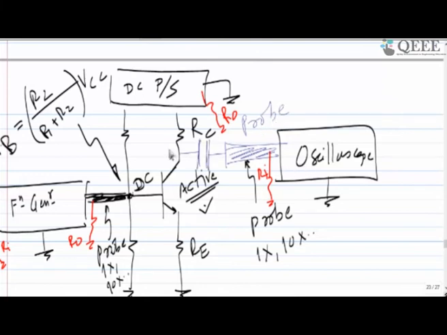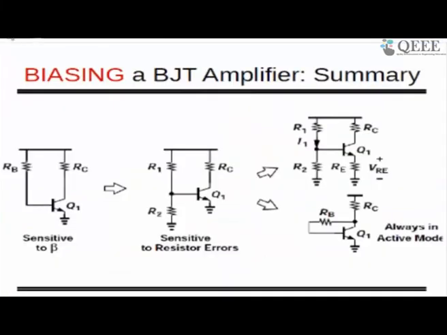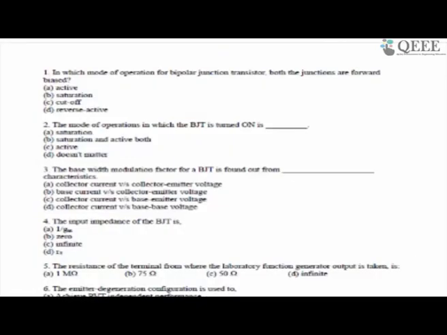This one will also not load your amplifier. So this is what you have to do, and you have to put the coupling capacitor accordingly. So this is for today's lecture, and maybe we spent enough time. So we have 10 minutes more. In that 10 minutes, I can discuss these questions.